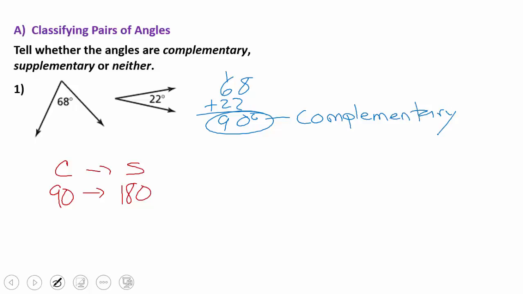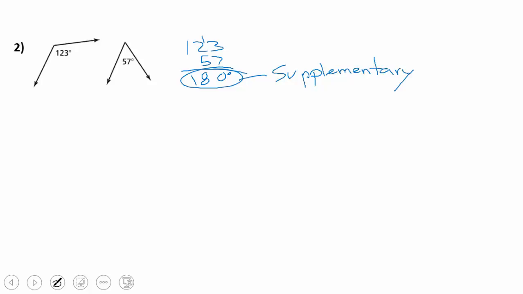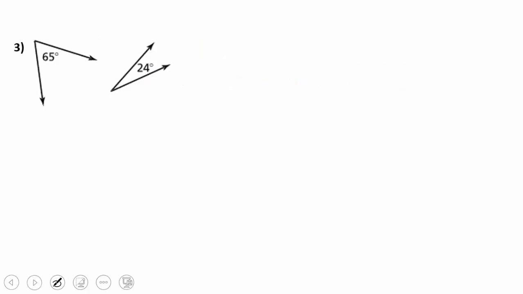Pretty easy stuff. Going to our next two. We have two angles, 123 and 157. So we add them together. If one angle is 123, we already know they cannot be complementary. Now there's a possibility that they could be supplementary. So we add these together and we get 180, and there we go, supplementary. Two angles that add up to 180 degrees are supplementary.